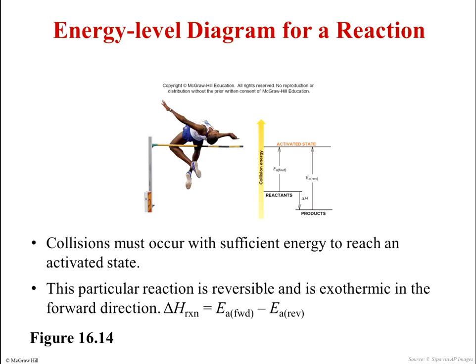And in general, the activation energy depends on the direction you're going. So if you're going from reactants to products, you'll have the activation energy for the forward direction, here shown as E sub A forward. If you're going from products back to reactants, in this case, you'd have a larger activation energy. You have E sub A reverse.